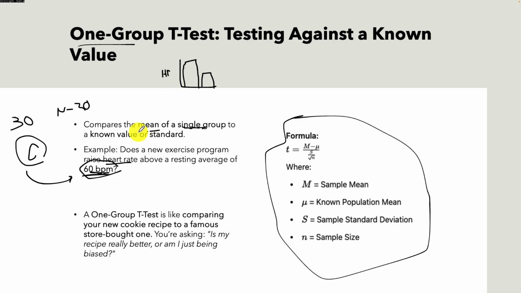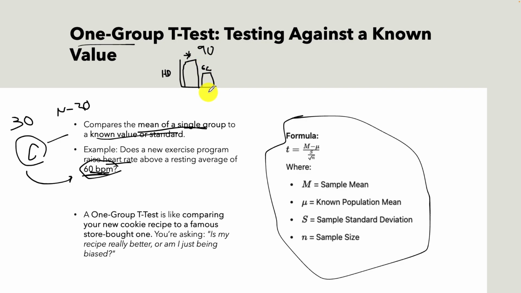I'm taking a mean of a single group, children, to a known value. And I'm saying, yes, in fact, this is true. I can accept my alternative hypothesis and I can reject the null hypothesis because exercising in children raises heart rates to 90 beats per minute versus 60 beats per minute. This is the known standard right here, 60 beats per minute.